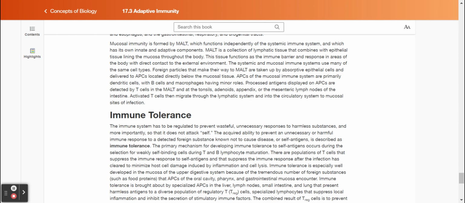Foreign particles that make their way to MALT are taken up by absorptive epithelial cells and delivered to APCs located directly below the mucosal tissue. APCs of the mucosal immune system are primarily dendritic cells, with B cells and macrophages having minor roles. Processed antigens displayed on APCs are detected by T cells in the MALT and at the tonsils, adenoids, appendix, or the mesenteric lymph nodes of the intestine. Activated T cells then migrate through the lymphatic system and into the circulatory system to mucosal sites of infection.